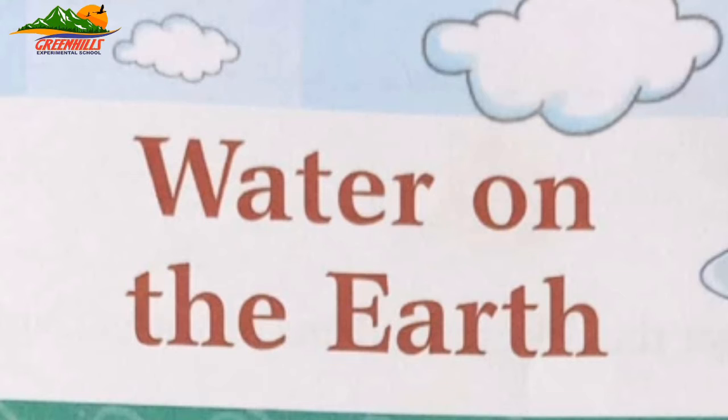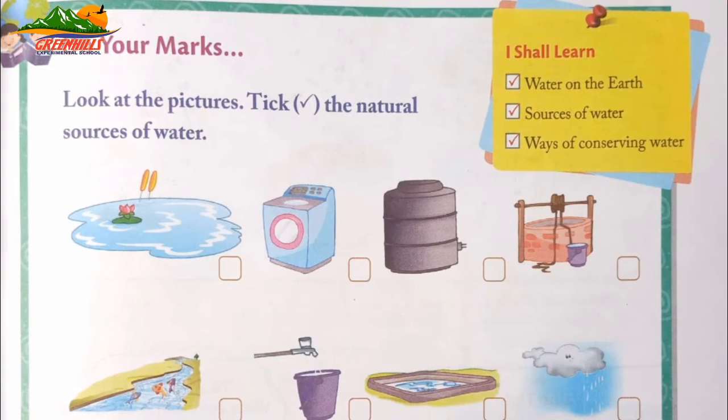So what is the topic? Water on the earth. Open page number 27 of your book. On your marks, look at the pictures. Take the natural sources of water. Now dear students, look at the box. I shall learn water on the earth, sources of water, ways of conserving water.